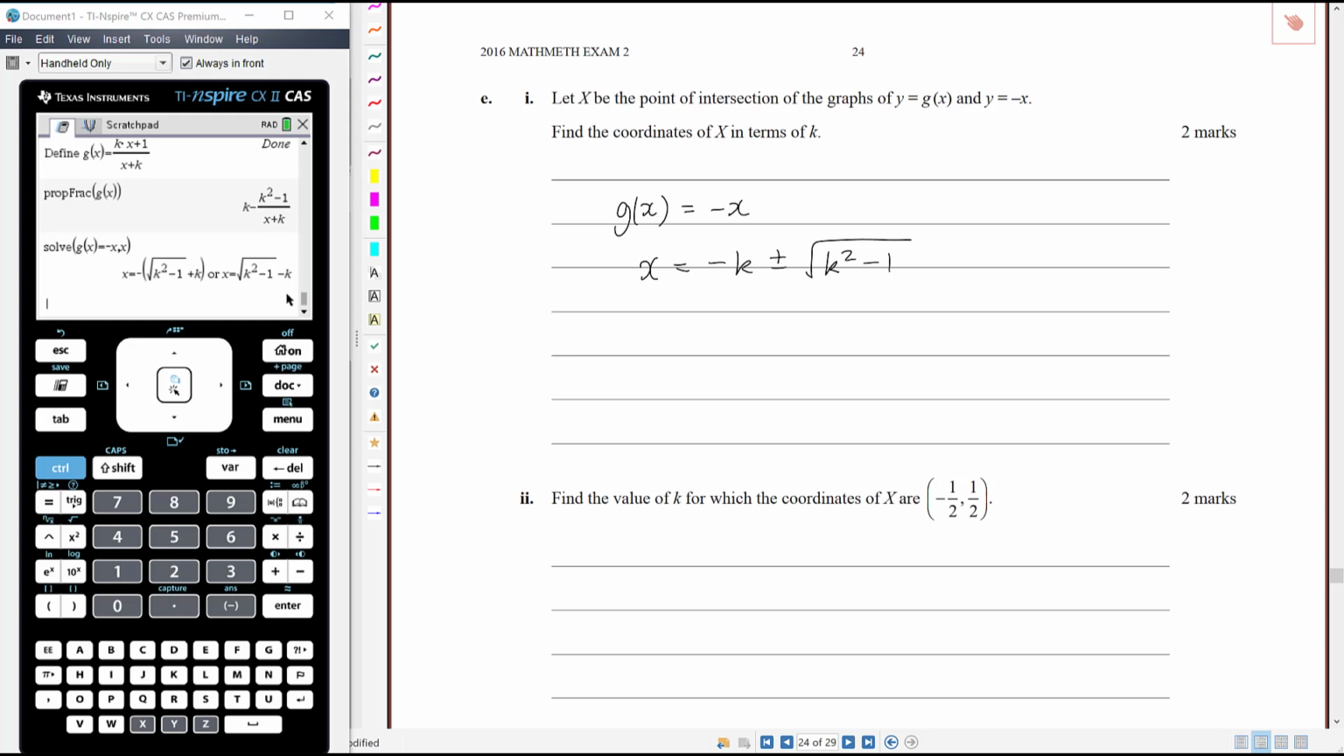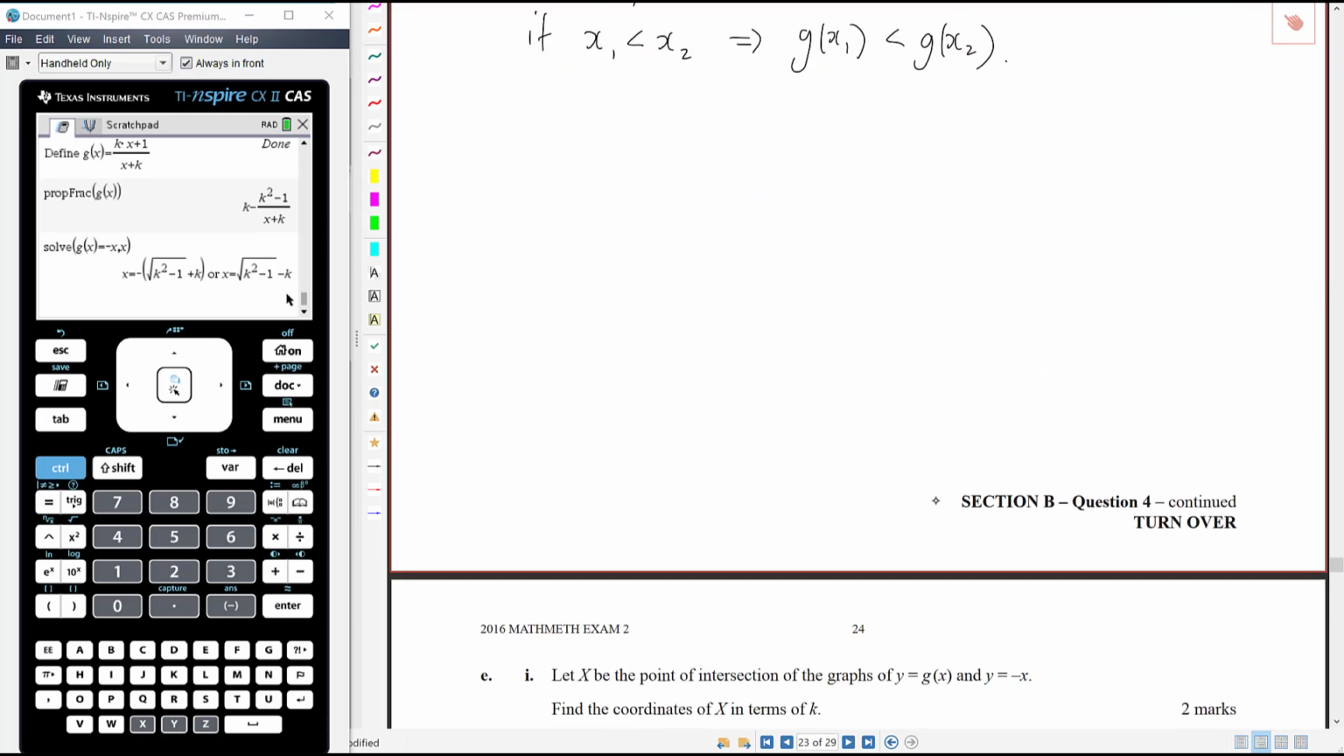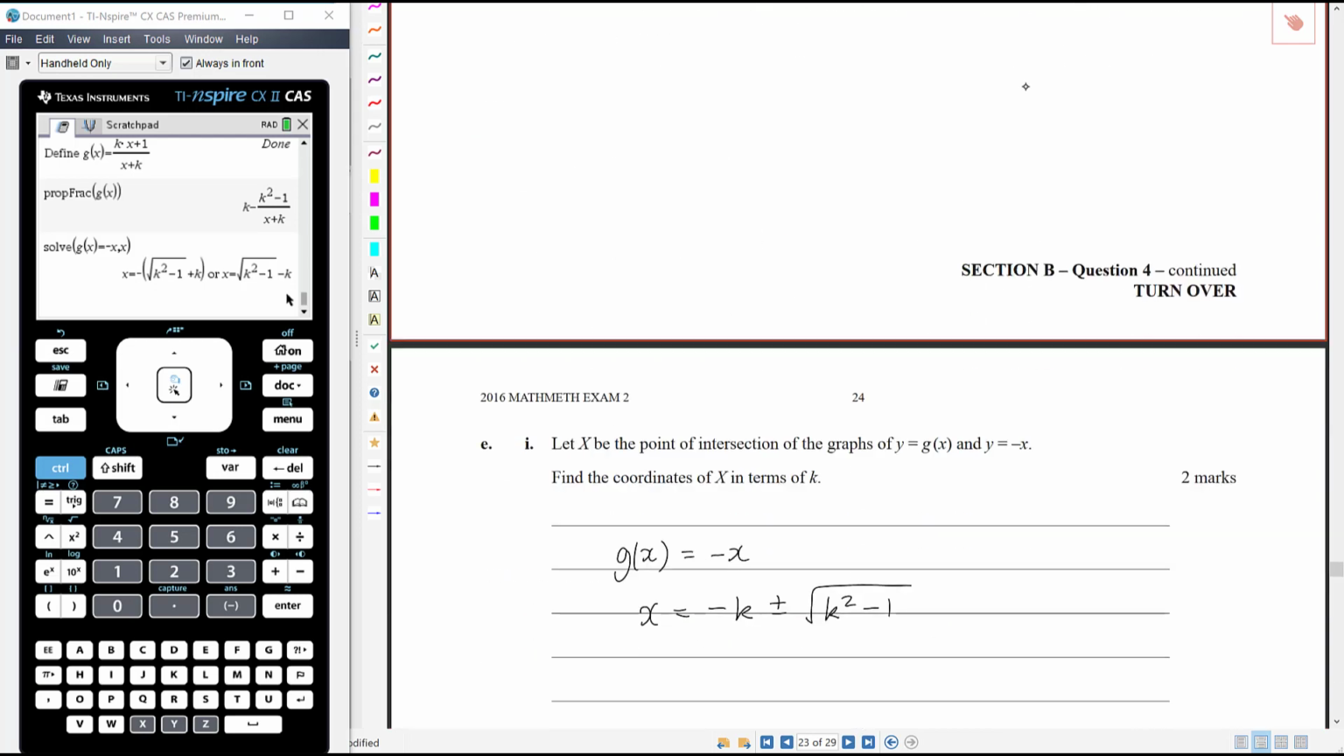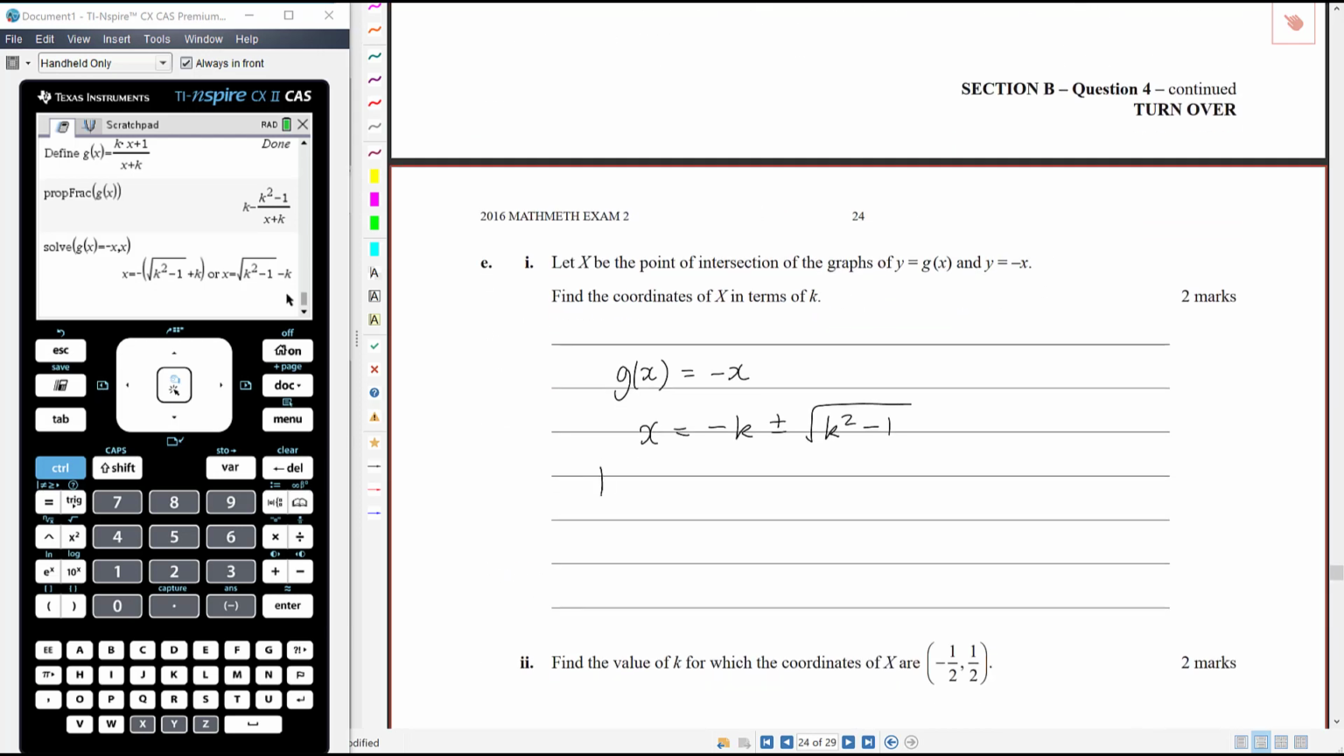Now it asks us for the coordinates, so we're going to need to work out, oh, actually no we don't, because we know that it intersects with y equals negative x, so the y coordinate will be the negative of the x coordinate. Now also though we've got a domain restriction, so we're not interested in both of those, so g of x is only from negative k to infinity, and we know that x has to be bigger than negative k, so it can't be negative k minus something, because that would be smaller than negative k. So x must be negative k plus the square root of k squared minus 1.